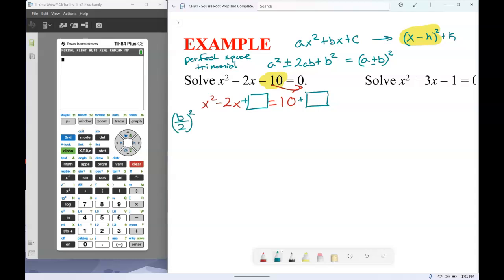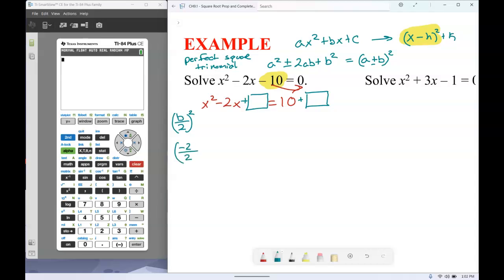B divided by 2 squared. We evaluate that, and that tells us what our constant needs to be so that we have a perfect square trinomial. What's the B value of this quadratic? 2. Close. Negative 2.